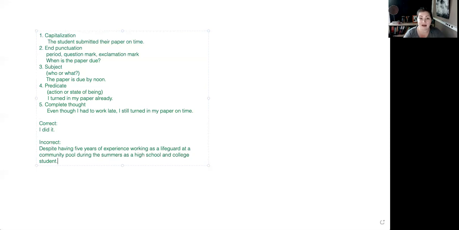So remember that it's not about length, it's about keeping in mind that you have these 5 things. In your own writing, it can help to read your papers out loud. You'll often be able to hear if something sounds incomplete or wrong, even if you can't see it. And if you're not sure, slow down and check if your sentence has those 5 key elements: capitalization, end punctuation, a subject, a predicate, and a complete thought.